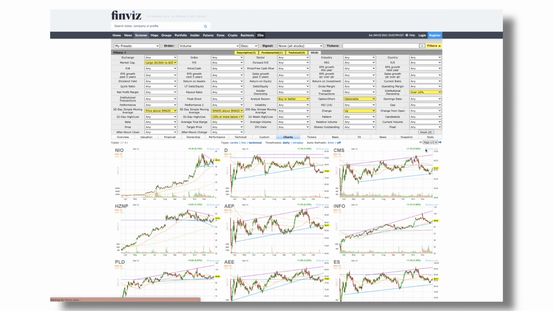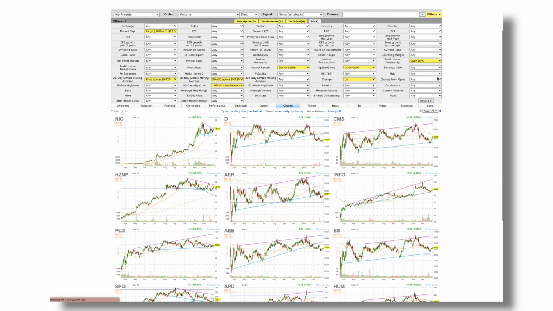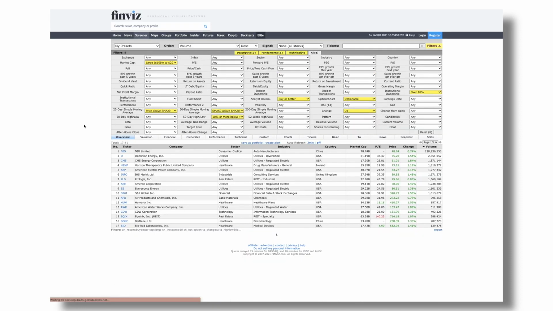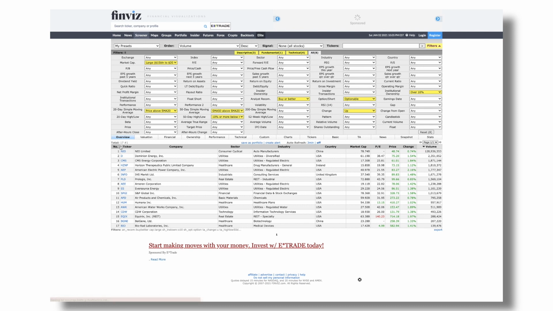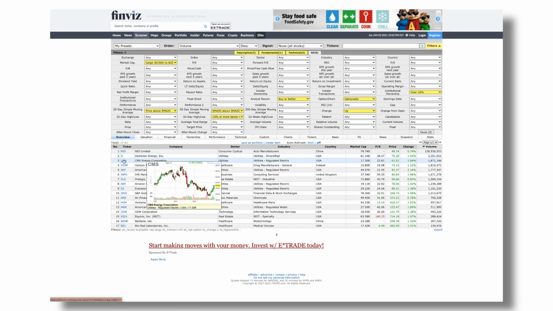So now from that massive list, we got 17. I'm just going to switch this over to overview so we can see kind of a full market, right? You can see I have it sorted by volume, and you can see what price these things are trading at, and get a quick spark chart when you hover over.